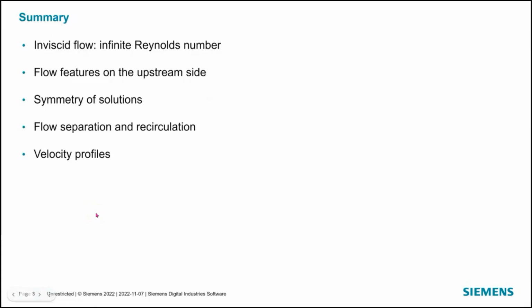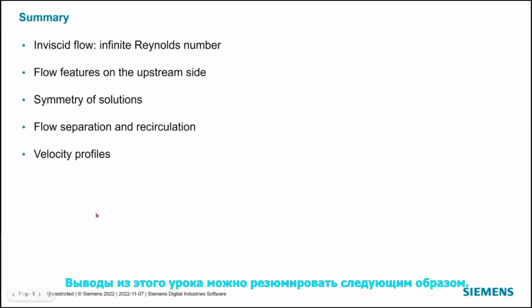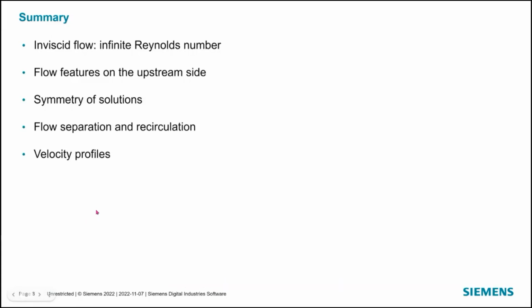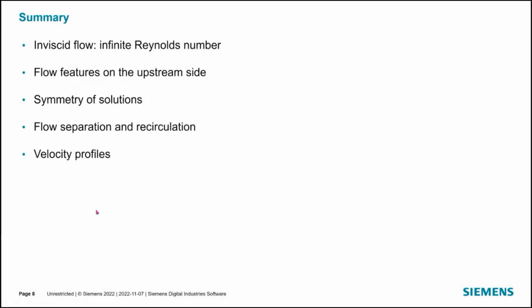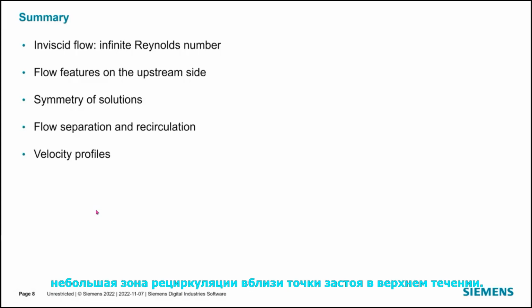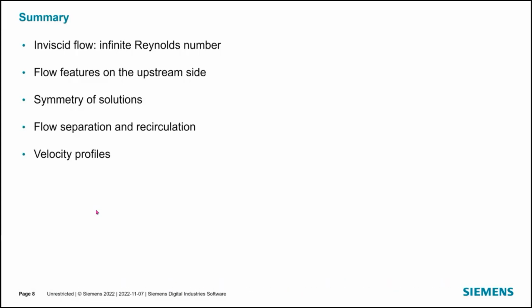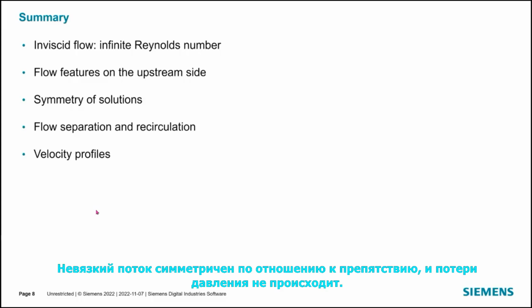The conclusions from this lesson can be summarized as follows. Inviscid flow represents the limiting case of an infinite Reynolds number. The flow features on the upstream side of the obstacle are therefore to some extent similar between inviscid and turbulent flow regimes. The exceptions are boundary layers near walls in a turbulent flow and a small recirculation zone near the upstream stagnation point. Inviscid flow is symmetrical with respect to the obstacle and no pressure loss occurs.